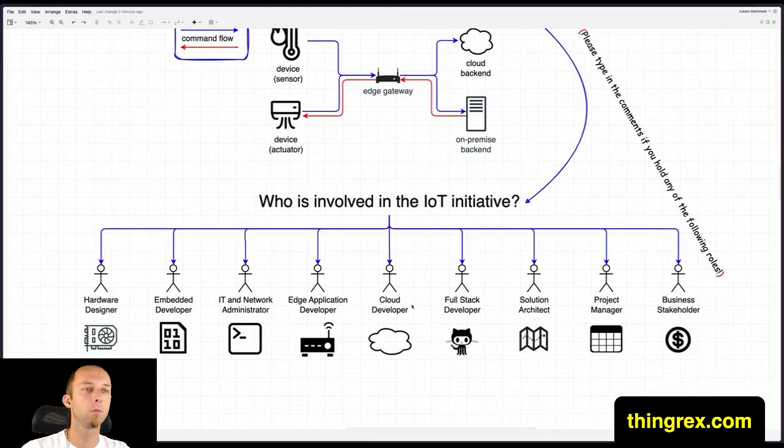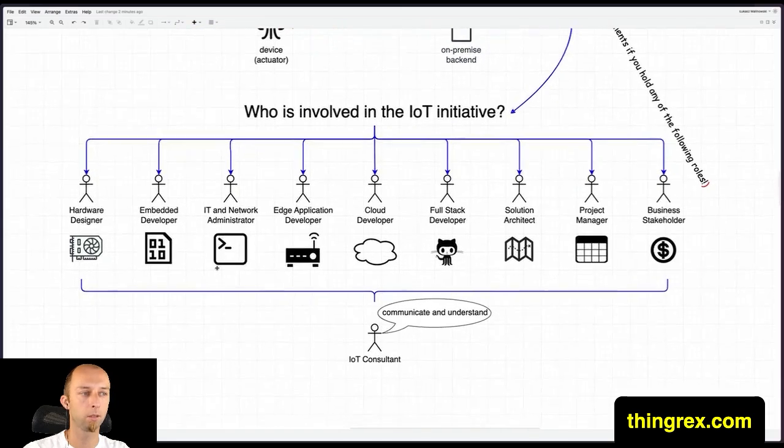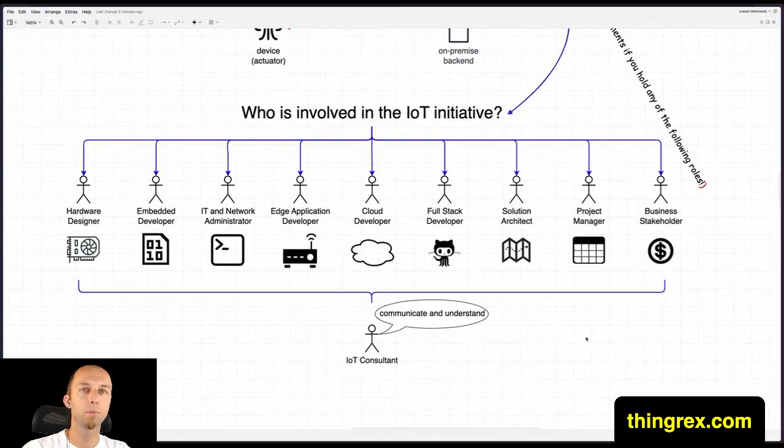Why am I talking about all of that if you want to be just an IoT consultant? Do you really need to know all of those roles that are involved in the project? Well, from my personal perspective, you do. Because as an IoT consultant in an IoT initiative, you are responsible for communicating and understanding every single role that I mentioned here.